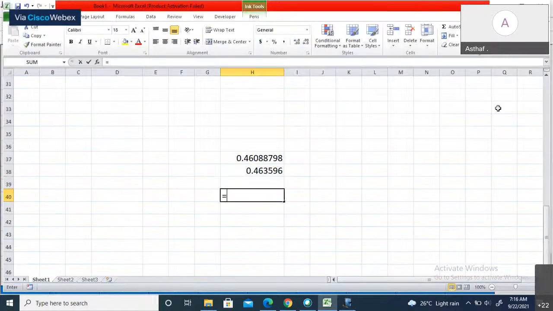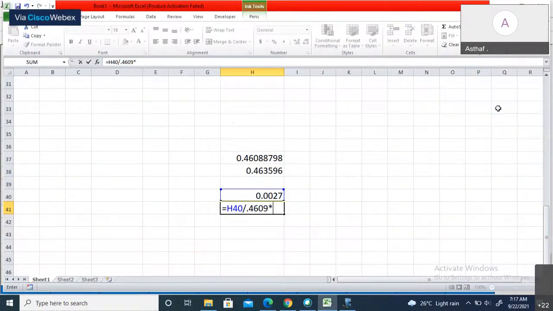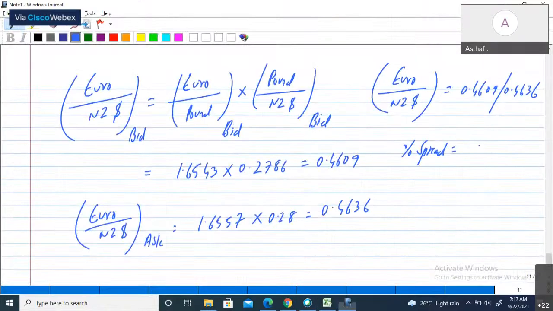What is the difference? 0.4636 minus 0.4609 has to be divided by 0.4609 into 100. That will be 0.586%. So hope all of you are clear.